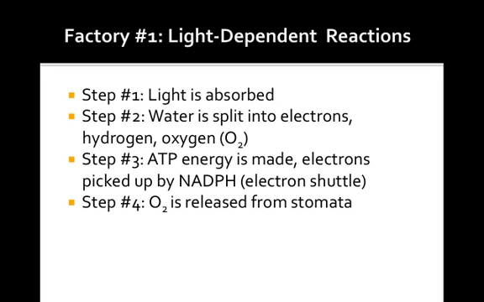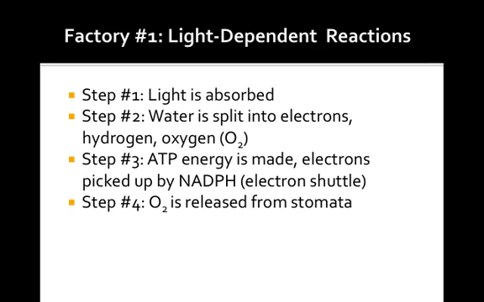So light is absorbed by pigments in the thylakoid membrane. Water is taken in by the roots. Water is then diffused, if you will, to the chloroplasts through the plant's structure. Water is split when light strikes the thylakoid membrane, the surface of those green discs.